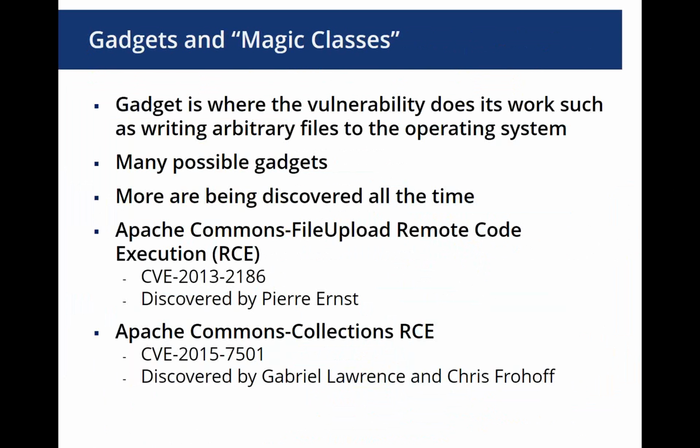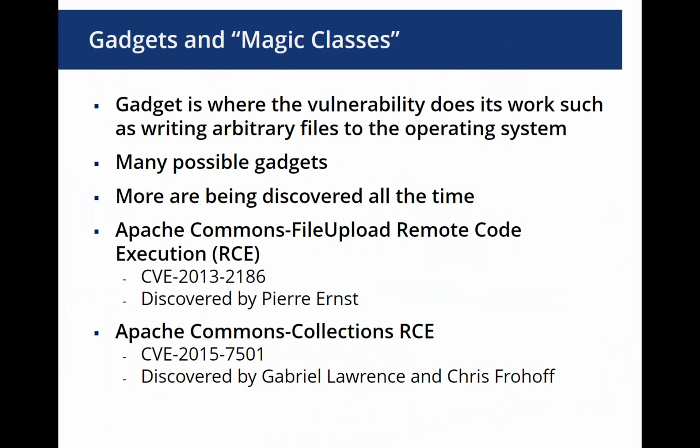And gadgets are really where the vulnerability is. That's because it's going to do what I want it to do. I have full control over it, and I just have to find one. And there's many different gadgets. People are discovering them all the time. And probably if you wanted to look through a good list in an Oracle environment, there's probably 10 to 15 really good gadgets at this point that people have discovered. A lot of them are getting fixed, but again, people are discovering them all the time.